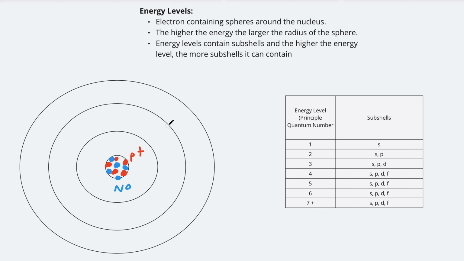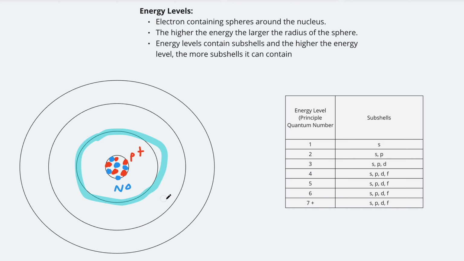Energy levels are the first thing that we're going to talk about, and they are the highest order level of organization in the electron configurations. So everything else in electron configurations will fall under energy levels and be contained within energy levels. An energy level is a sphere around the nucleus of an atom that contains electrons. So each one of these circles that we have drawn is an energy level.